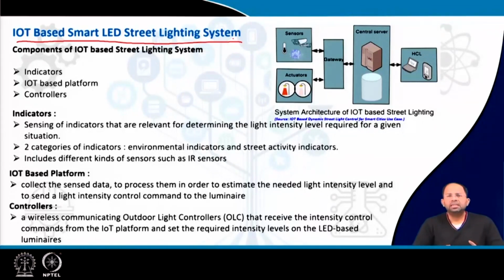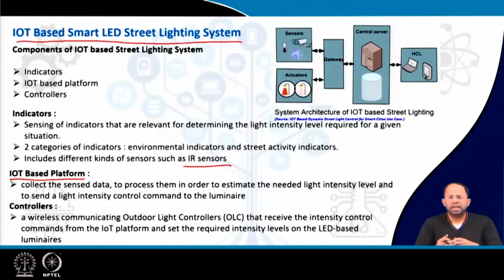One could be a sensor which detects the amount of ambient light. The other sensor could detect movement. So we can go for IR sensors for determining movement, and ambient light sensors as well. These sensors sense the surrounding environment, and based on that, send the information to an IoT based platform, which is a microcontroller. It's basically a small computer system with a microcontroller.